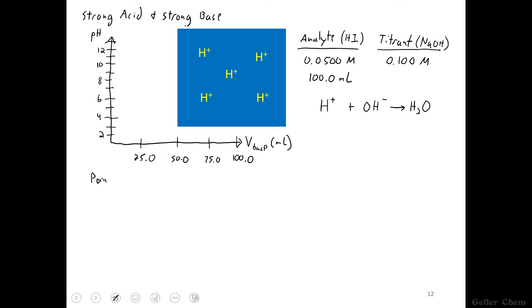Point A, initial HI. So we haven't actually started the titration yet. We have added 0 volume of base. Just what is the pH before anything happens? Well, you calculate the pH as you would a strong acid, which we learned how to do a while ago.